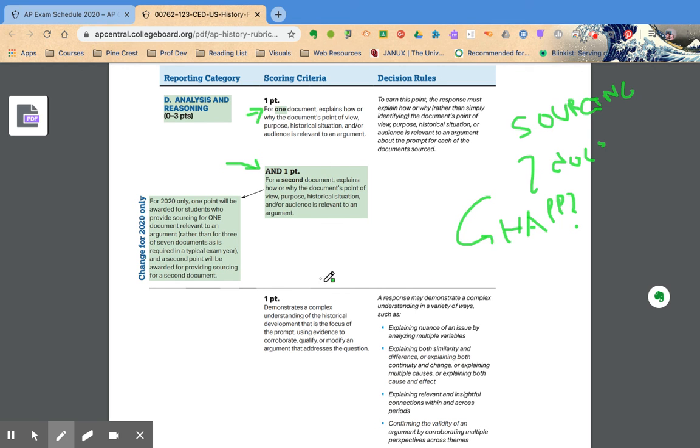Now, the last bit here is you demonstrate a complex understanding of the historical development that is the focus of the prompt, using evidence to corroborate and so on. In other words, did you make your argument in a sophisticated way? This is not anything unusual. This is what's always in the rubric. So again, that's really your qualitative part of it, the reasoning aspect of it. You can see a description of that.